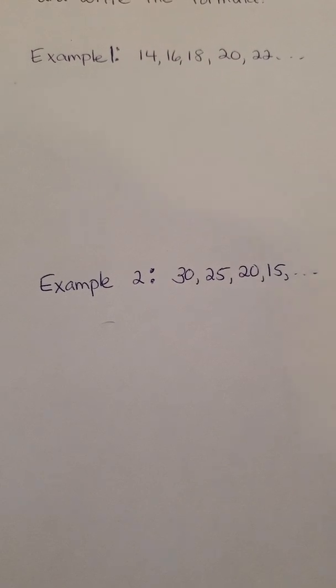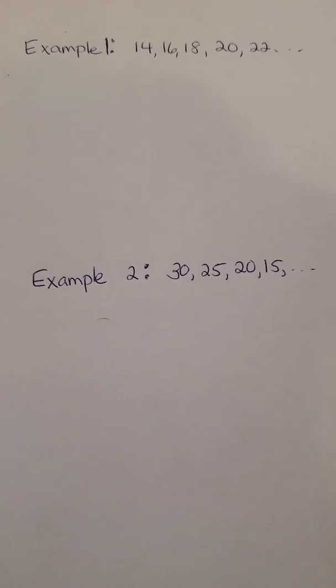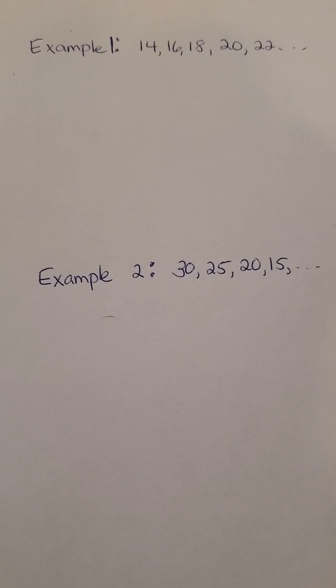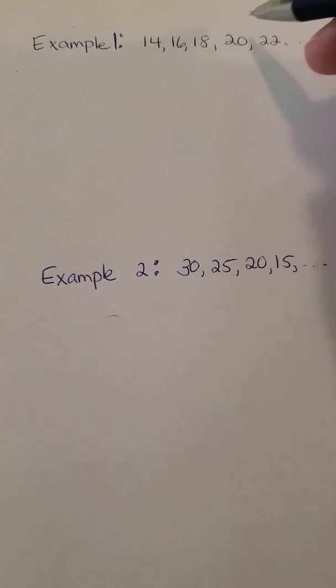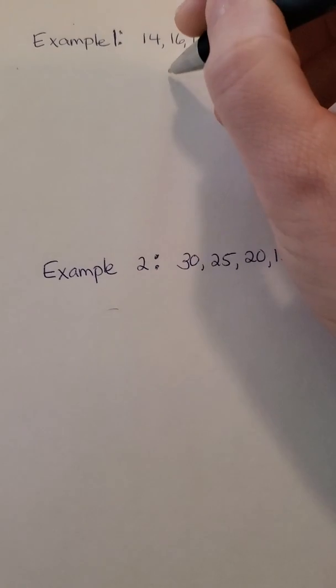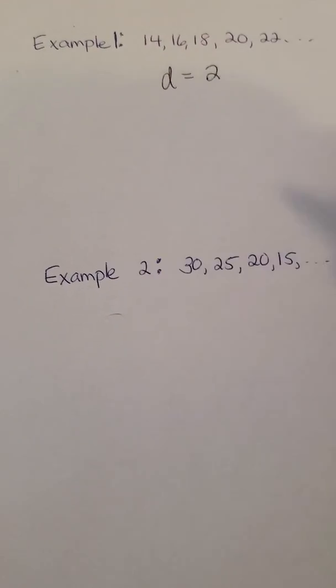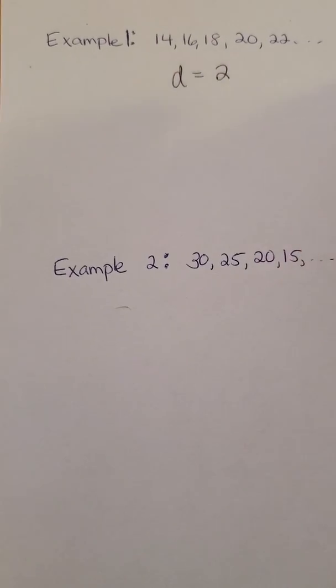As you can see in the first example, it goes 14, 16, 18, 20, 22. Each time the number is going up by 2. So our difference is going to be a positive 2, or our d is going to be a positive 2.